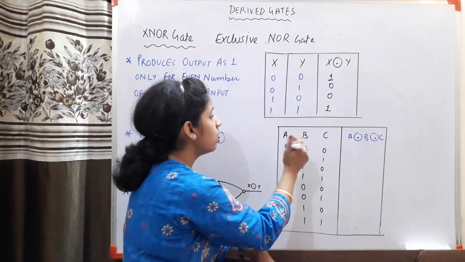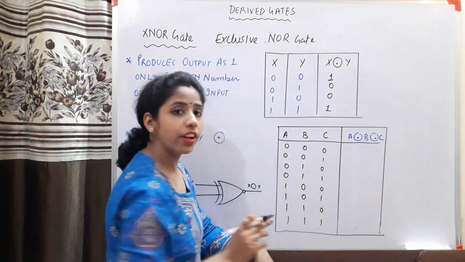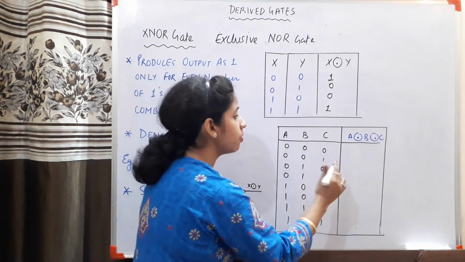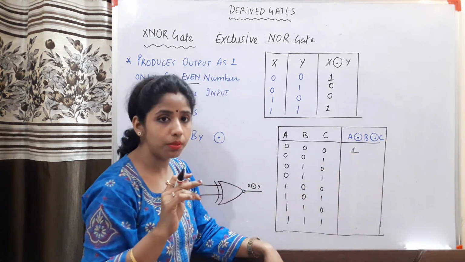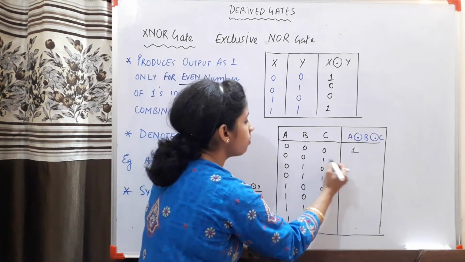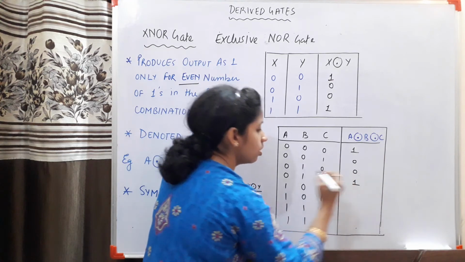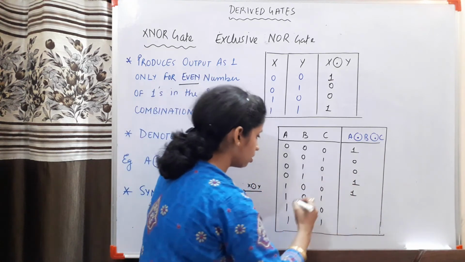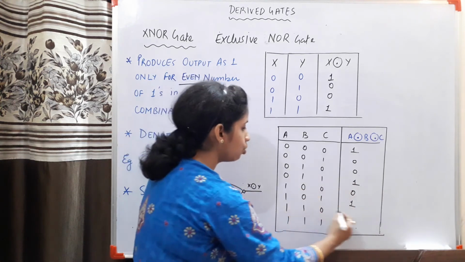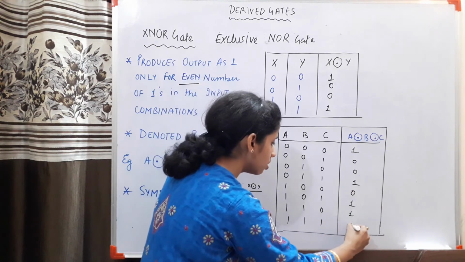In the same way, if I do it over 3 variables, then you have to find even number of ones in the input combinations to give the output as 1. So here there is no 1, so it will be 1, because as I said, 0 number of ones is also considered to be even. So 1, here you have a single 1, so 0, a single 1, 0, 2 ones, 1, a single 1, 0, then 2 ones, 1, 2 ones, 1, 3 ones, 3 is also odd, so 0.